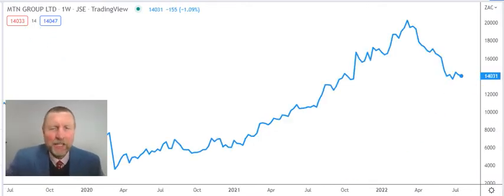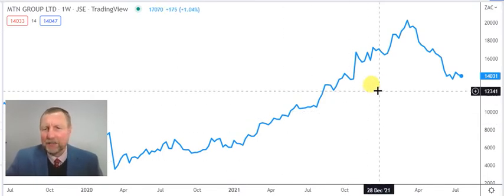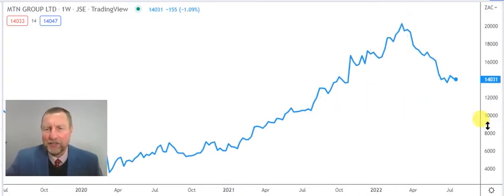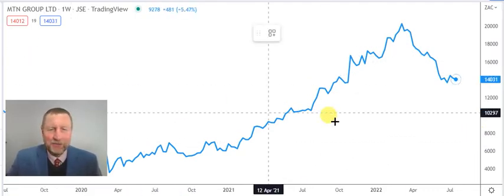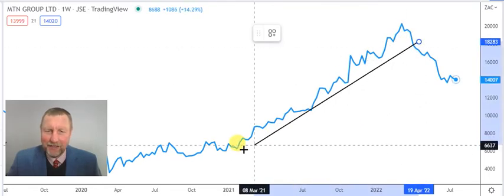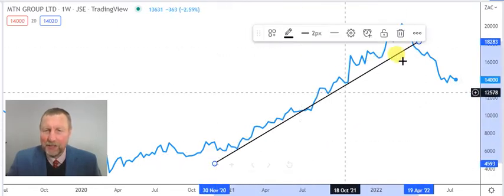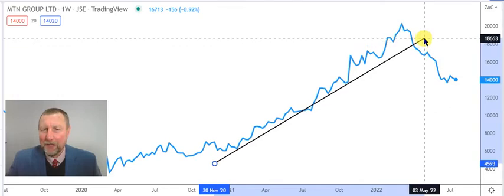Let us look at MTN. It looks like MTN and Telkom are in talks. Maybe MTN wants to buy Telkom. There's a lot of rumors there. This is now the typical share where everybody said nothing can go wrong. I mean, look at this beautiful uptrend.